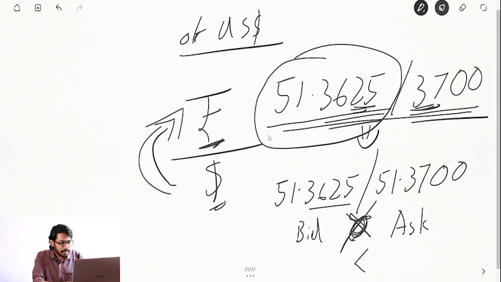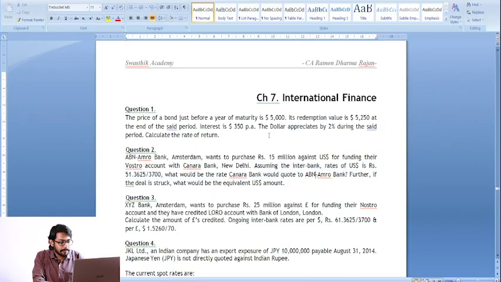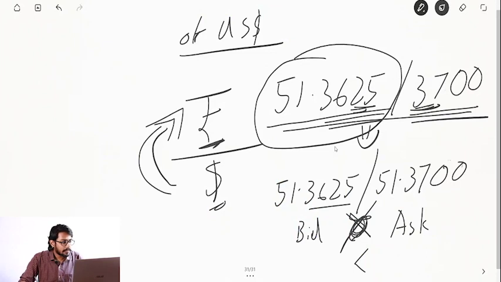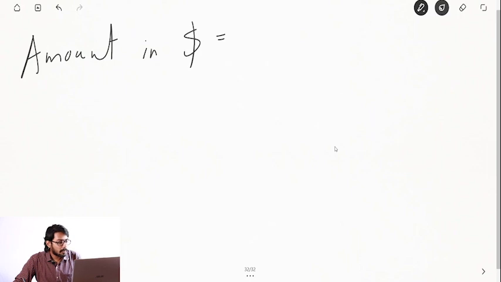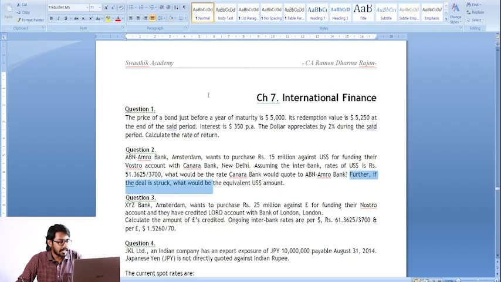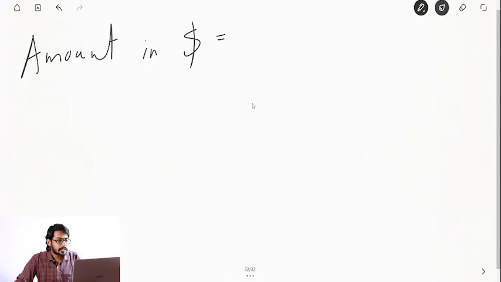Okay. Part 2. Further, if the deal is struck, what would be the equivalent amount? What would be the amount? Okay. So amount in US dollar. Amount in dollars is equal to how much rupees you want? Rupees 15 million. I think I'll give the zeros. 15 million means 6 zeros.